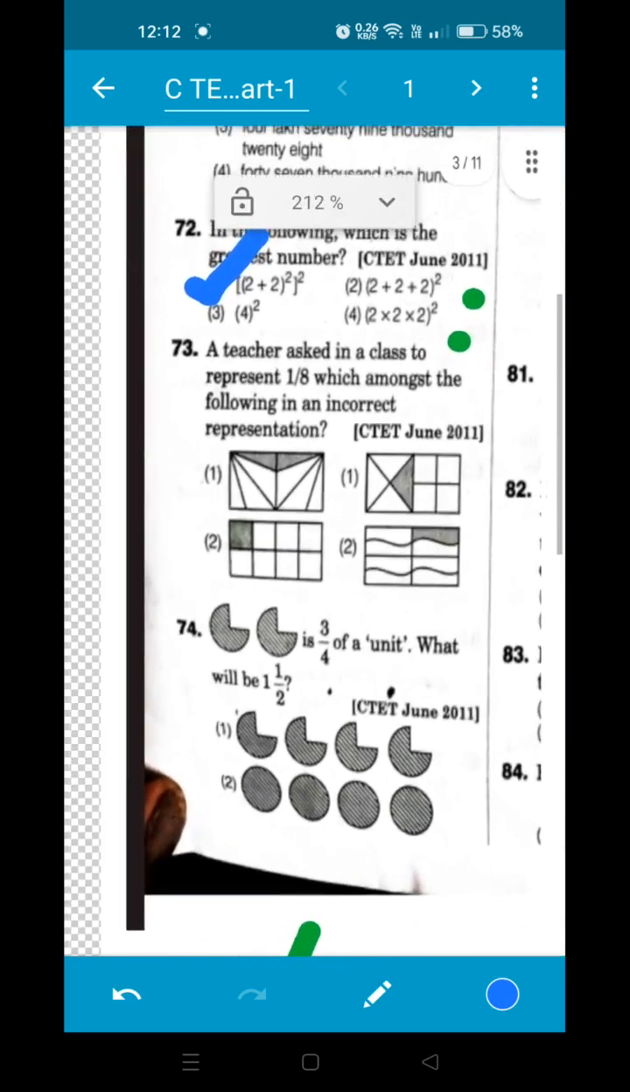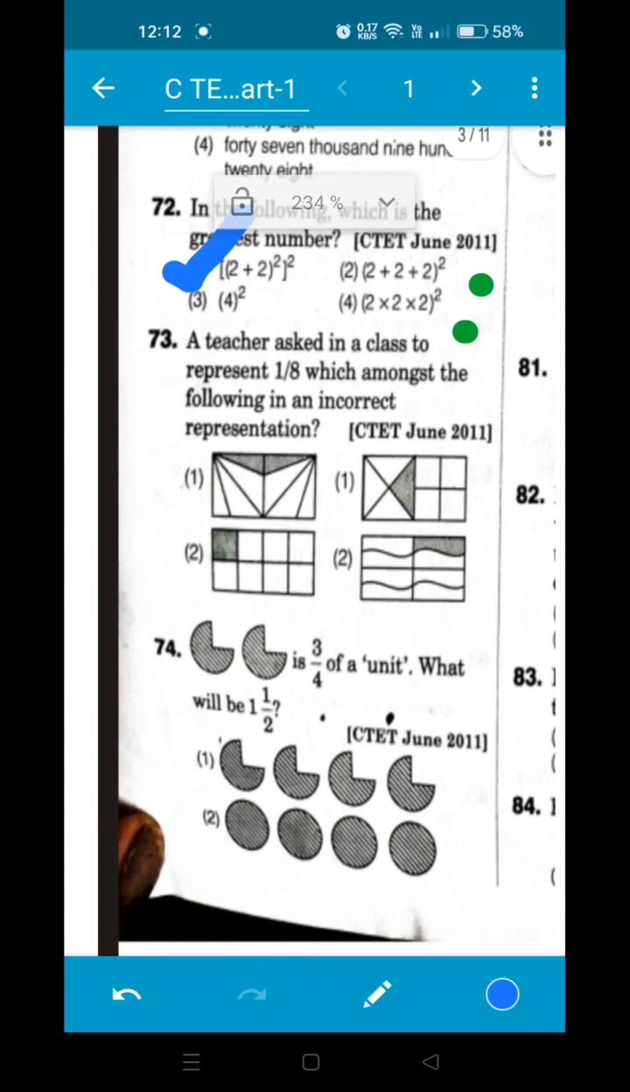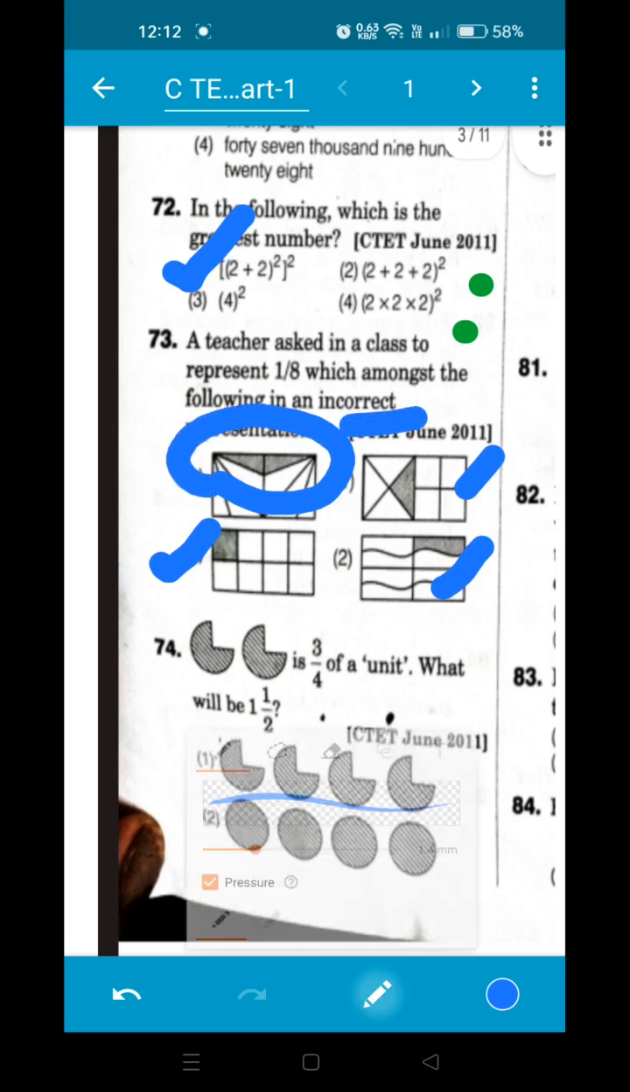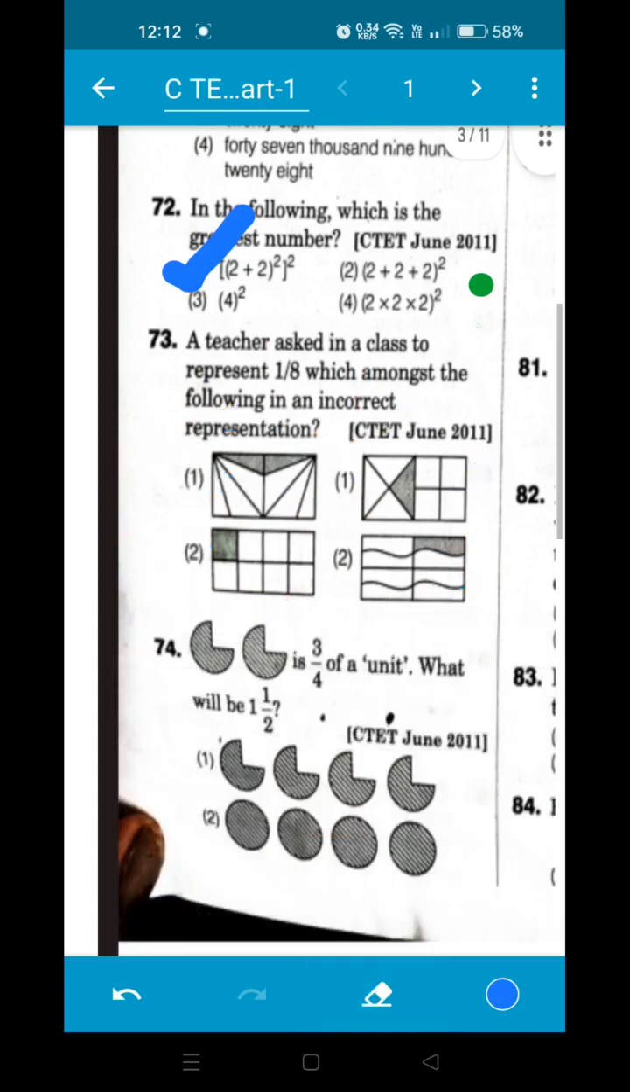Next one. A teacher asked in a class to represent 1 by 8. Which among the following is incorrect? Here we need to identify the incorrect one. Let us verify what 1 by 8 is. One part should be shaded and the remaining not shaded. So this is 1 by 8, and this one also we can say is 1 by 8. But in option 1, if you notice, 2 parts are shaded, so this is not 1 by 8. Incorrect means we get option 1.